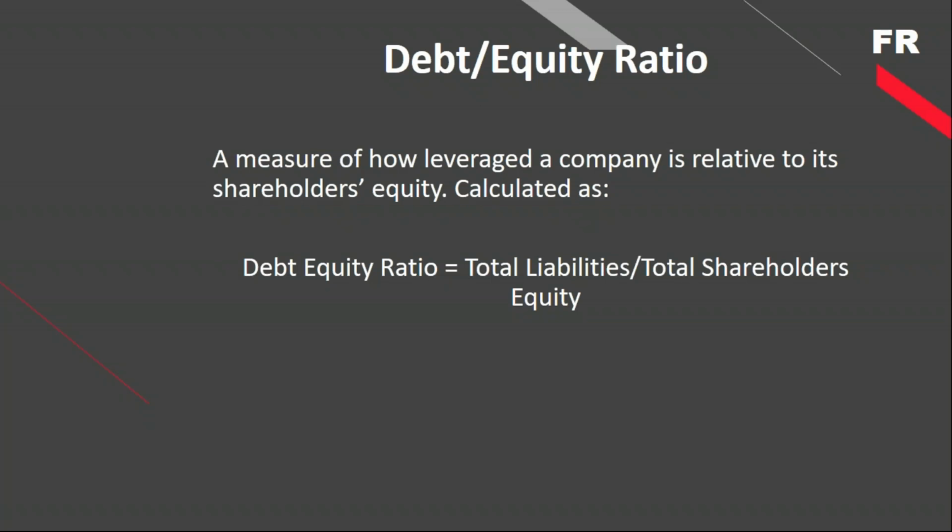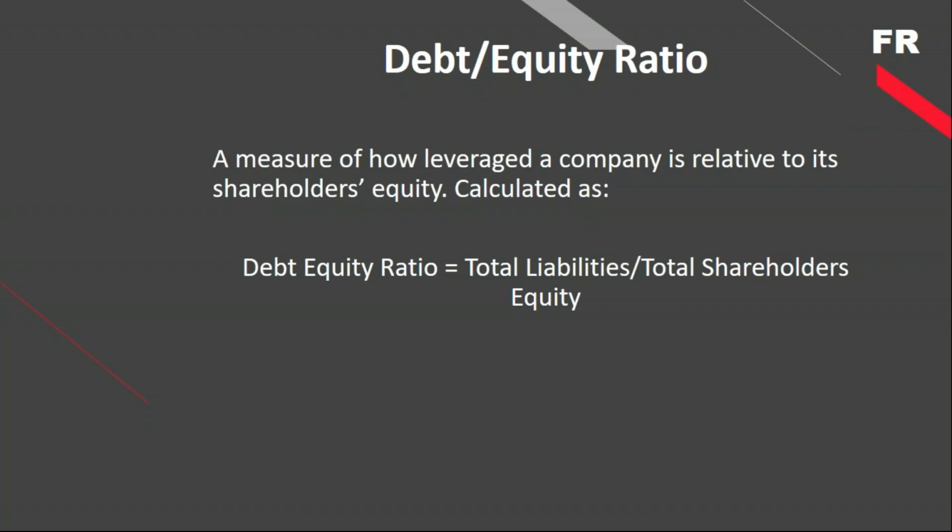All right. So the debt to equity ratio is simply a measure of how leveraged the company is relative to its shareholders' equity. So ideally, you do not want your liabilities to outstrip the amount of equity that you have in your hands. Right. And traditionally, the number that's been seen as prudent for a company to have is a debt to equity ratio of 0.5, or in other words, 50%. And by that, I simply mean that your total liabilities should ideally be at the very most 50% of your total shareholders' equity.